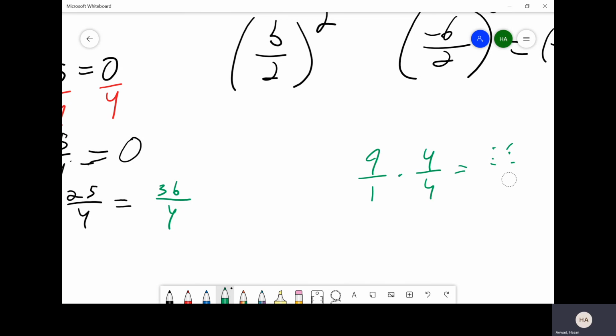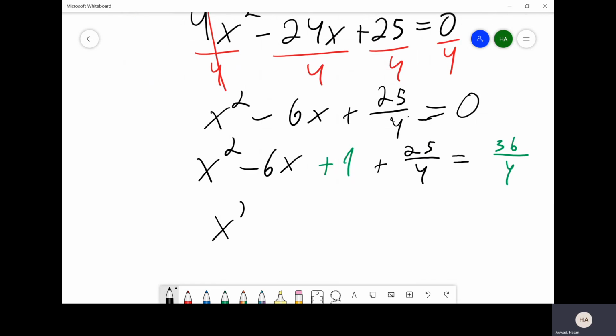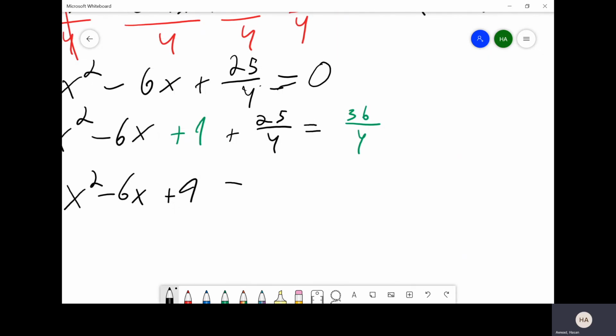Okay, so hopefully that's all good with you guys. So now we have 36/4 on the right side, which is the same thing as adding 9. Okay. So now we have x squared minus 6x plus 9. I'm going to move that 25/4 over by subtracting. So essentially, when we have the same denominator of two fractions being subtracted, all we have to do is subtract the numerator, right?